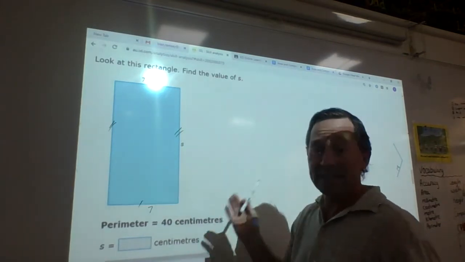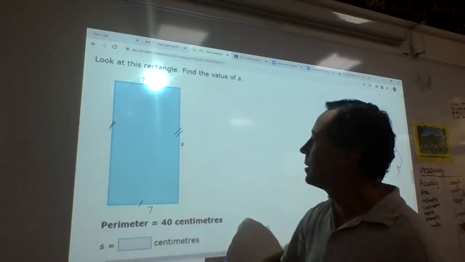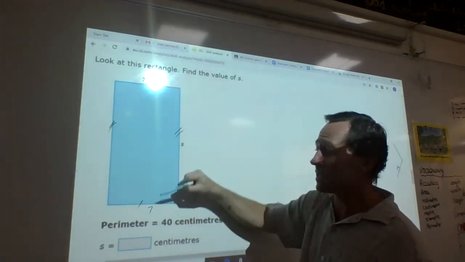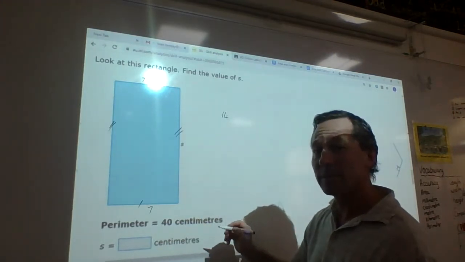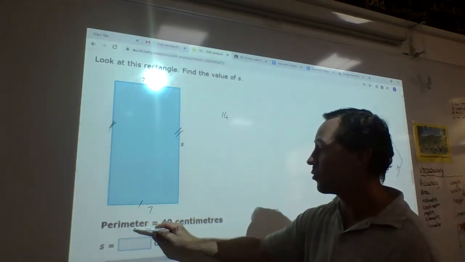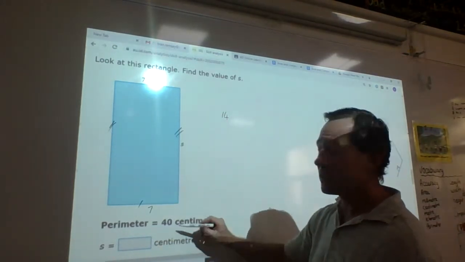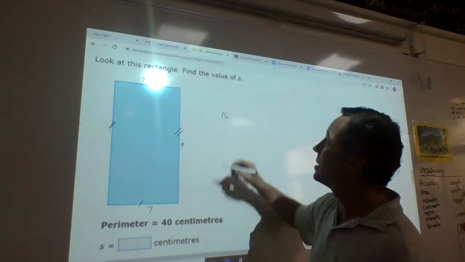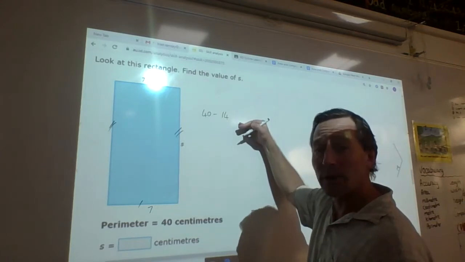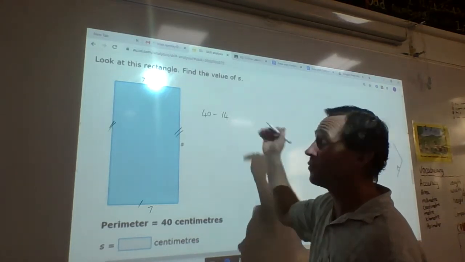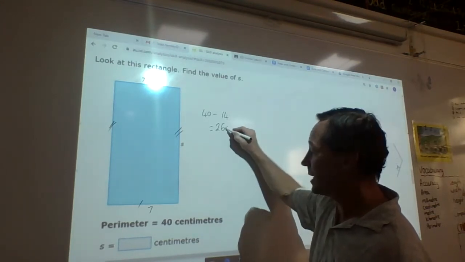These ones are what I need to try and find. These will be equal, okay, because they're parallel. So what I do know, 7 plus 7 is 14. We're talking about centimetres, 14 centimetres. The other clue that I have is the perimeter, which is the total distance around the outside, is a total of 40 centimetres. So what I now need to do is take away 14, or 40 minus 14, will give you the answer of 26 centimetres.